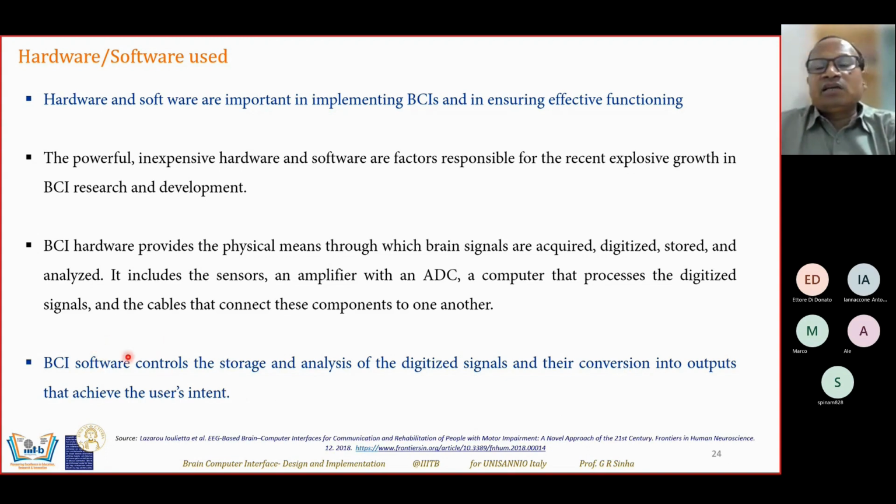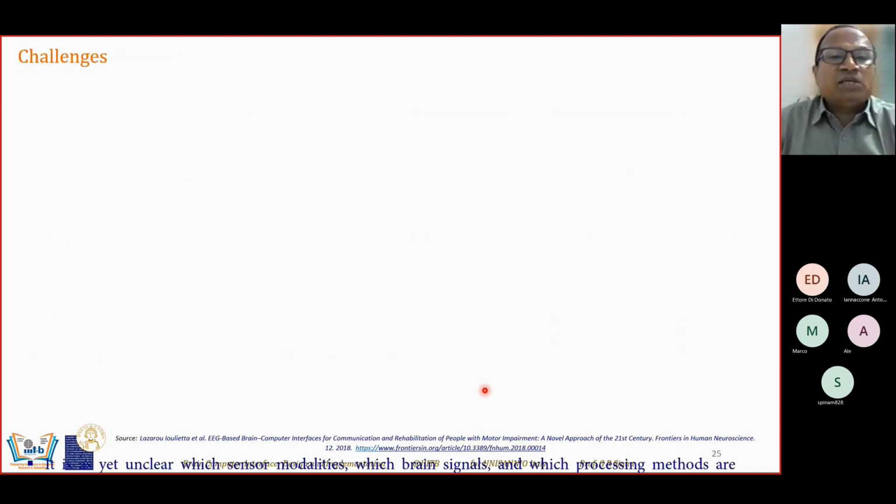So software is nothing but mathematics, a mathematical program, a mathematical model that helps in converting the signals into suitable commands or communication protocols based on the user's intention or the application of the BCI.